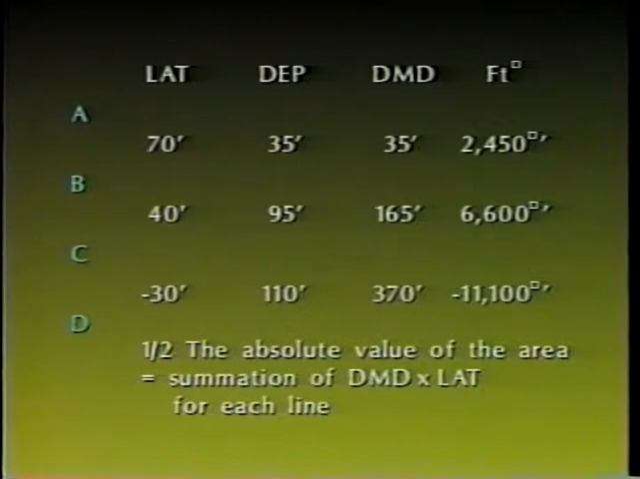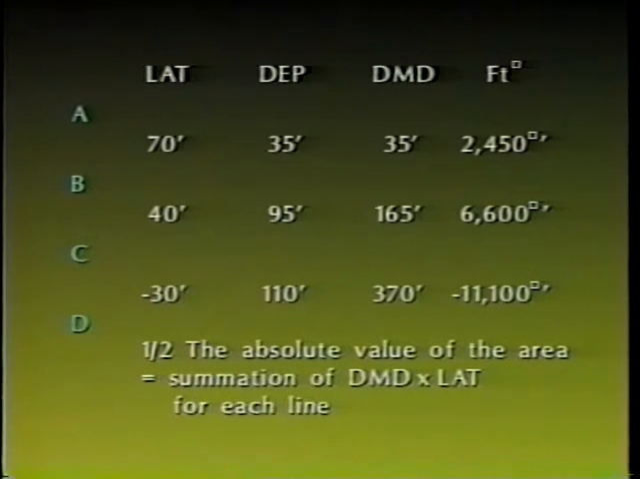The DMD of line BC is the DMD of the first line, plus 35, plus the departure of the first line, plus 95, plus the departure of the line itself. This equals plus 165. The double area is the latitude of BC, plus 40, times the DMD plus 165, or plus 6600.